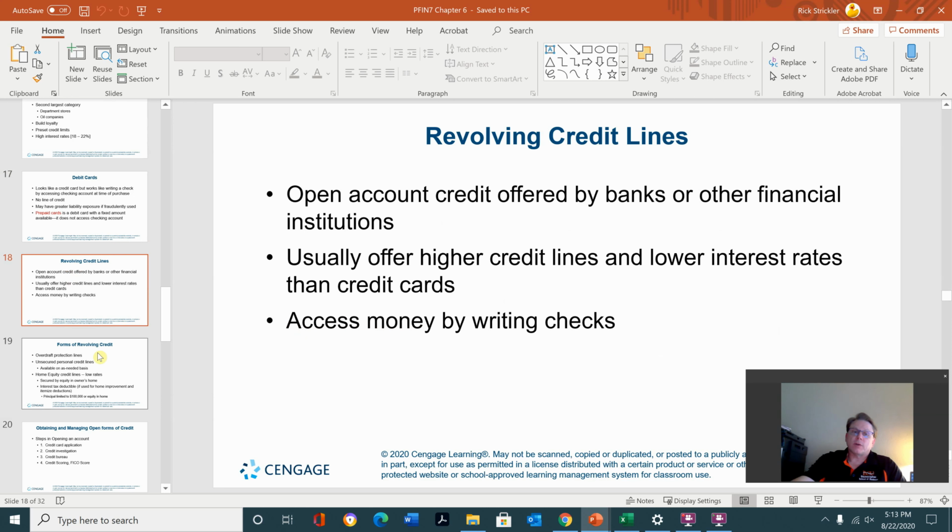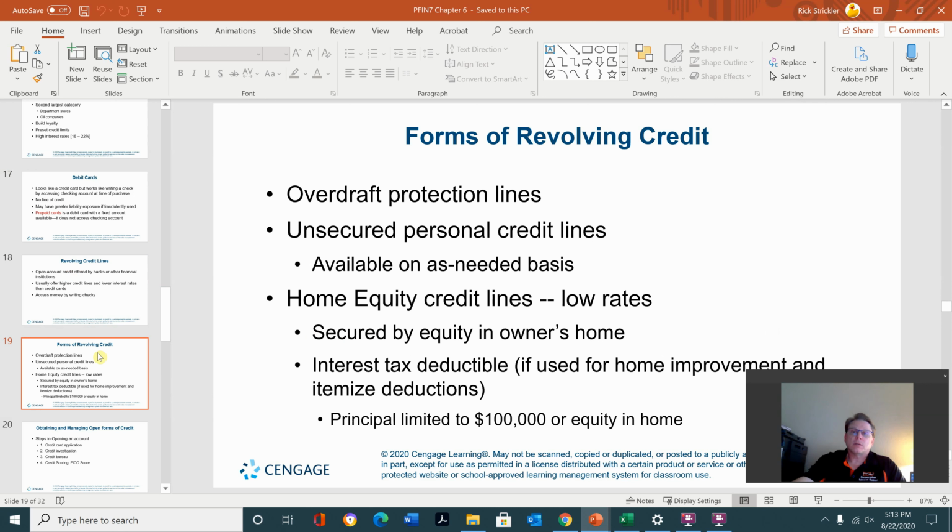And there's revolving lines of credit, which means it runs much like a credit card, only it's through a bank. You can write checks on it, or just use it to transfer funds. And there's overdraft protection, unsecured personal credit lines, home equity credit lines, which are tied to your real estate, to your house.